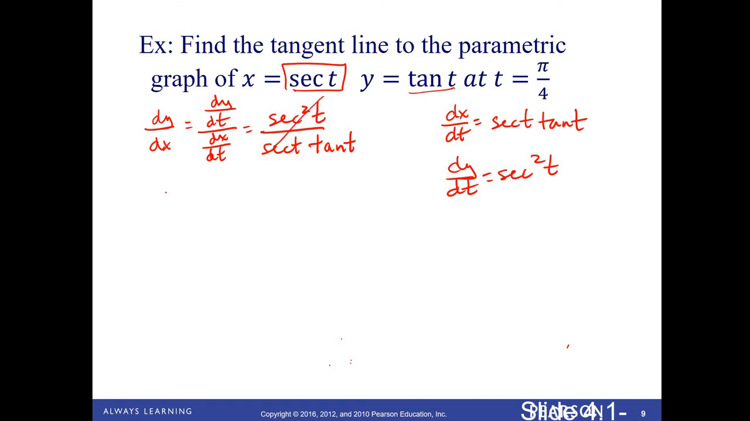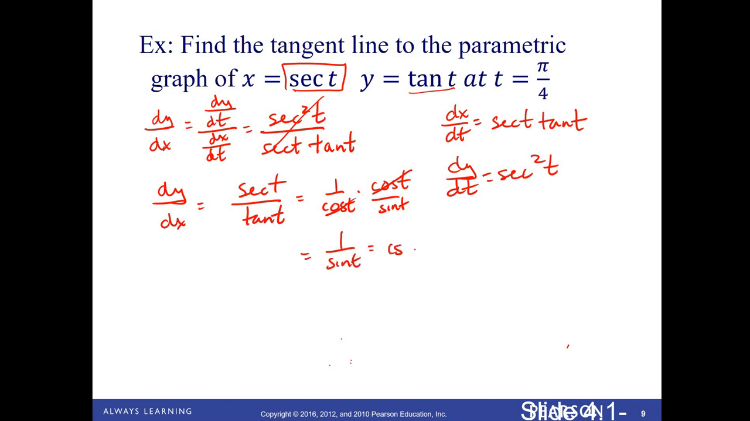And I can clearly simplify one of those. So I'm going to end up with secant t over tan t. And we could use it in that form. I think it might be easier to clean this up even a little bit more. We know that secant is 1 over cosine times tangent, but I need the reciprocal of tangent because I'm dividing by tangent, so multiplying by cos t over sine t, the reciprocal of tangent, and I end up with 1 over sine t, which we could even call cosecant t. So there's my dy dx.